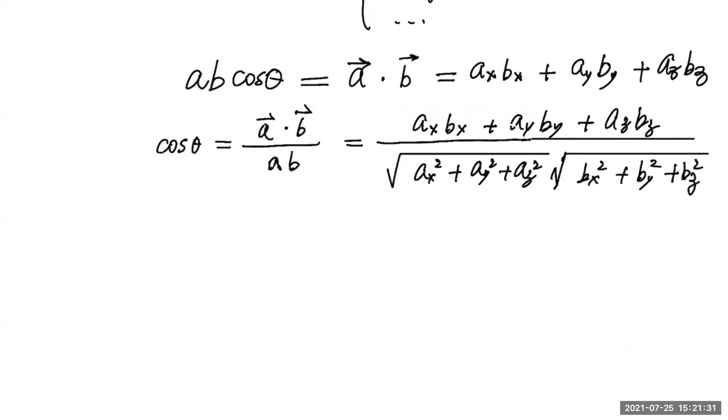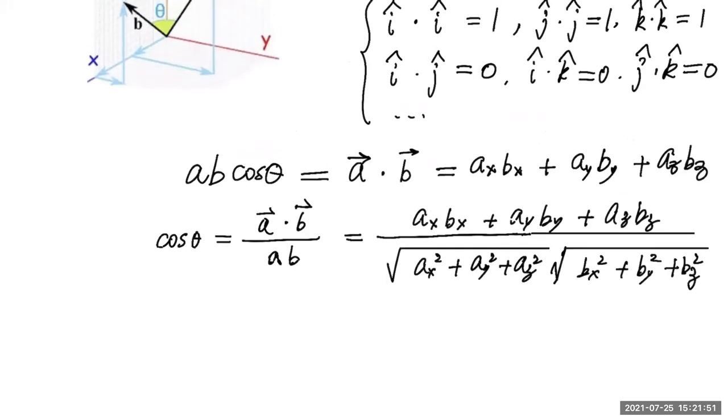So you see, as long as you give me these 6 numbers, AX, AY, AZ, BX, BY, BZ, I can find cosine theta, theta being the angle between the 2 vectors. And from that, I can find the angle theta itself. The trick here is to use the dot product to find A dot B first, and then divide it by the product of their magnitudes.